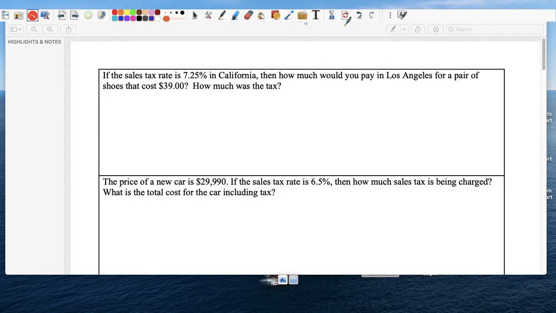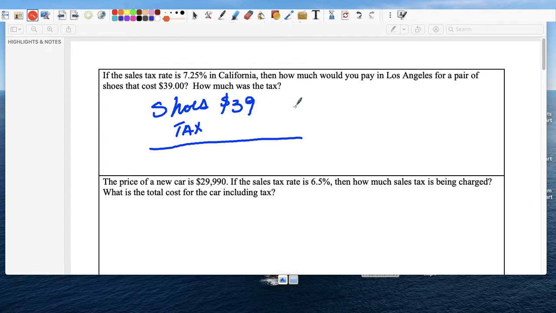Let's clear these problems. They're pretty straightforward. So, what do we have? Buy a pair of shoes. So the shoes cost $39. I want to add tax to that.